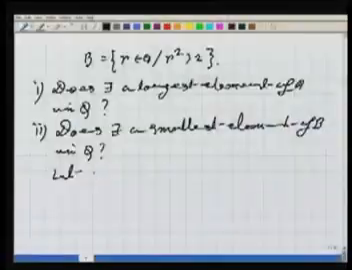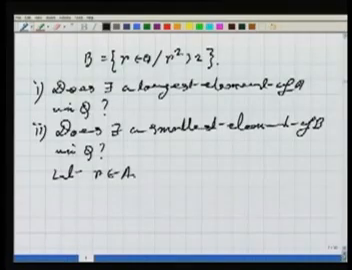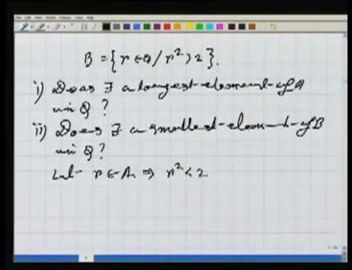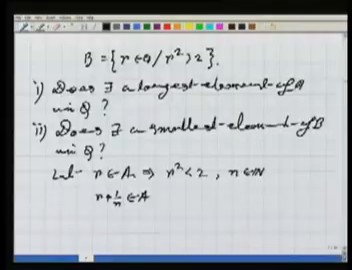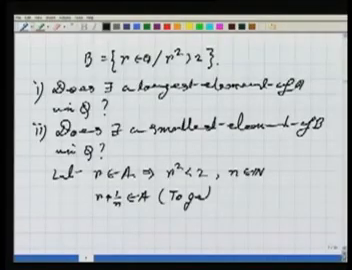Let us start with A. So let r be an element of A. This implies, by the defining property of the set A, that r square is strictly less than 2. Well, then I choose some natural number n in N and I look at r plus 1 by n. I am trying to say that I can always manufacture a natural number n such that r plus 1 by n is still in A. So I want to get some such n.